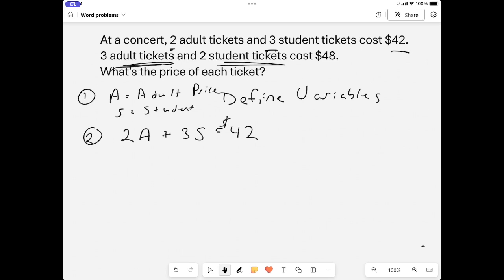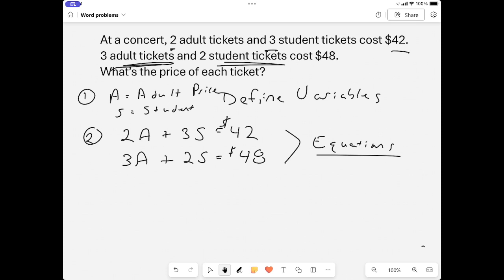And now it says 3 adults. If I do this differently, 3 adults and 2 students is equal to $48. Okay? Sounds like the adult tickets are maybe more if you're just guessing here. But what I have just written is 2 equations. So now I have written the equations. Now, once you're at this point, you have solved the problem. At least you're back to math.